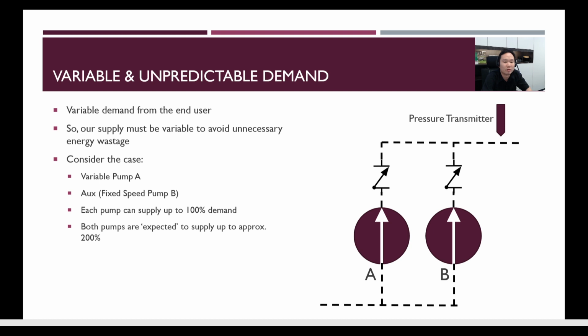For simplicity's sake, let's say that each pump can supply up to 100% demand, and they are expected to supply approximately 200% when both are running. I say expected because we all know that with pumps running in parallel, you will never get 1 plus 1 equals 2. You're never going to get it. So this is the case that we're going to use for today's topic.